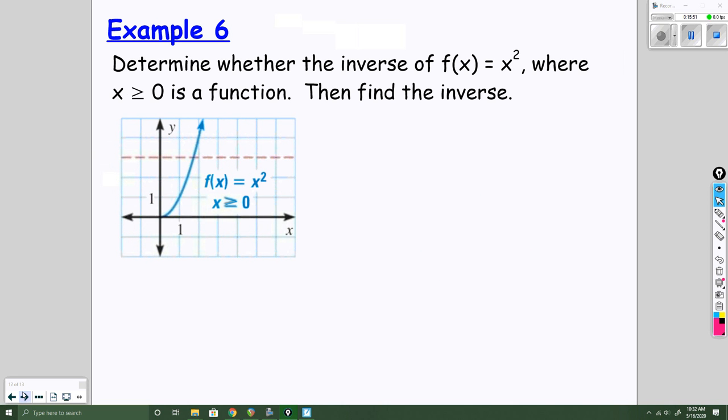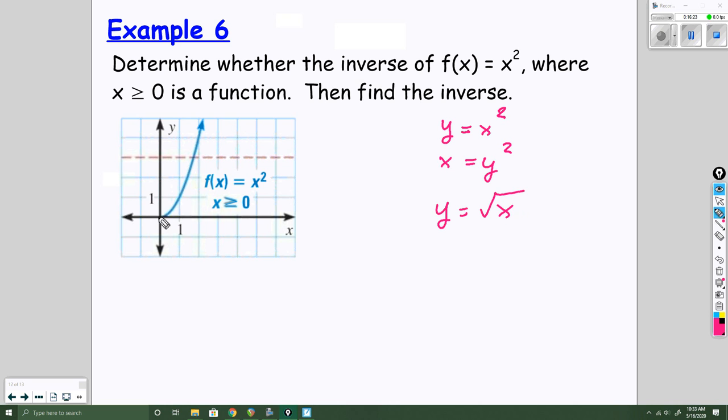Notice that in this one, we're determining whether the inverse is a function just on this parameter alone, that x is greater than or equal to 0. So that's our restriction. Just on that part alone, yes, this inverse is a function. So now let's find the inverse. So y equals x squared. Switch the inputs and the outputs. Take the square root. And we get y equals the square root of x.